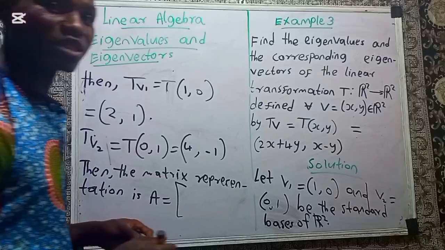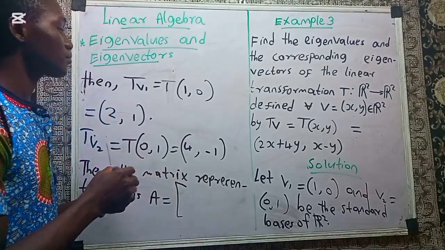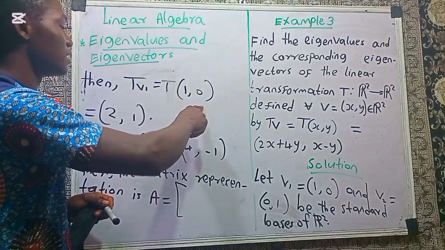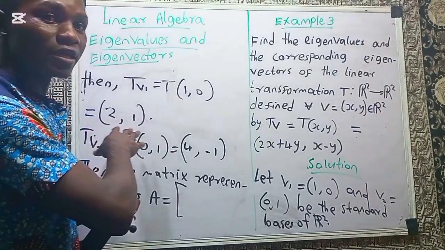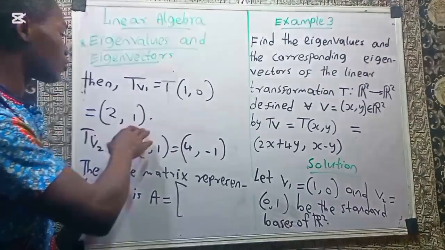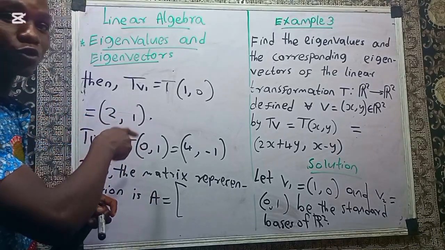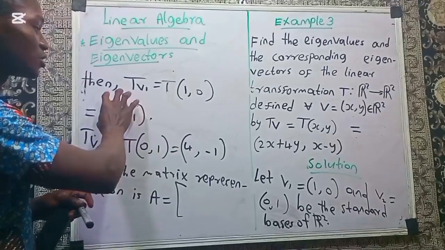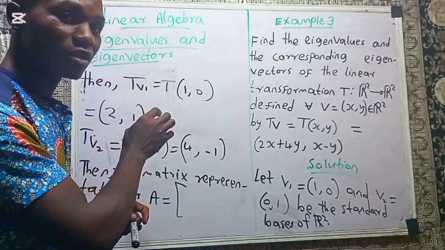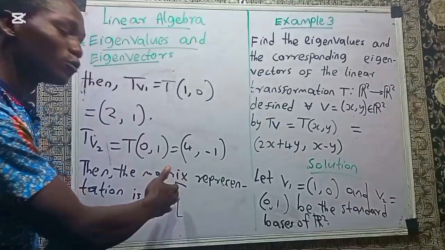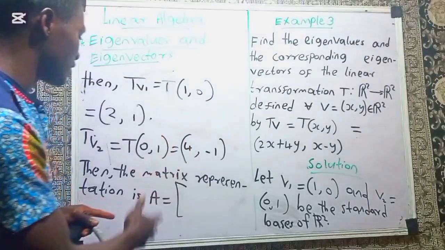So let's write down the matrix representation. Now the matrix representation will be, since the vectors we got are row vectors, right? We are going to write them as column vectors. That is, we transpose them. Then when we transpose them, they will form the columns of this matrix A.